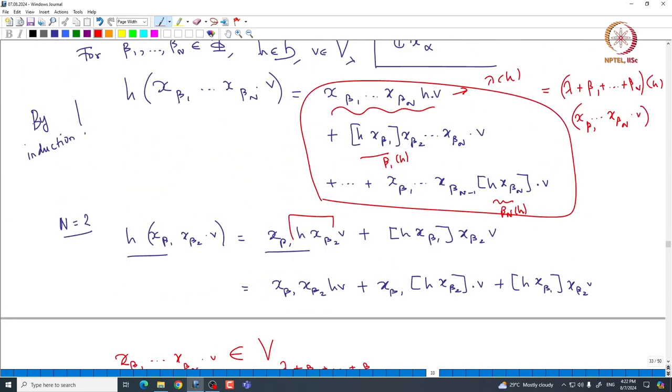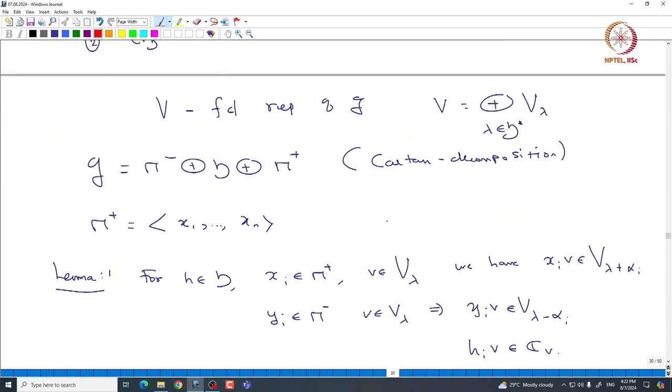We will use this later and try to understand how a typical element in 𝔤 acts on capital V using the PBW basis. We will do that computation in the next class. We will stop here.